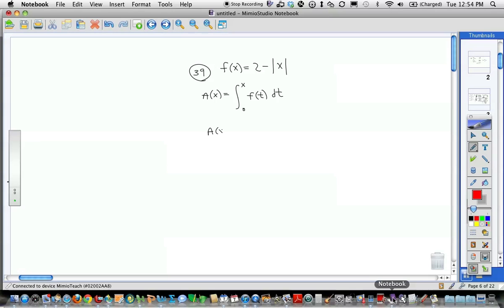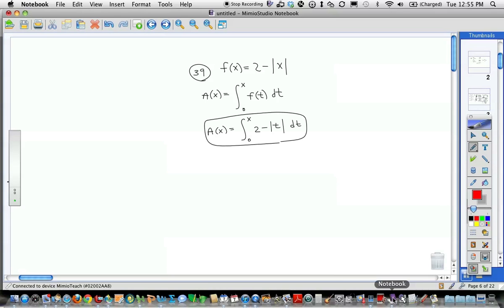Now, I also want to write it with little f written in there, because sometimes we write it with just little f of t dt and we define little f separately like this one does. But a lot of times we don't do that. Instead of taking 2 lines to define this, they'll just put little f right inside the integral. Well, what would little f be if I wrote it inside the integral? 2 minus absolute value of t dt, okay?